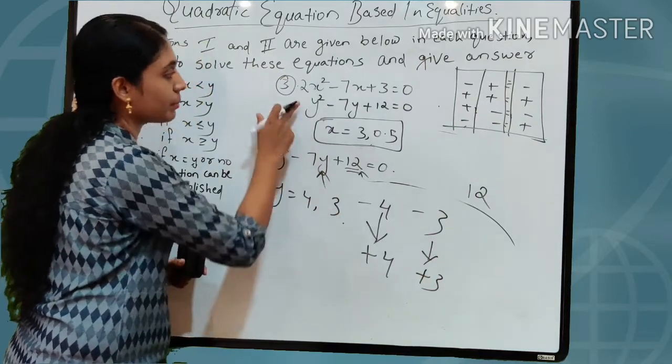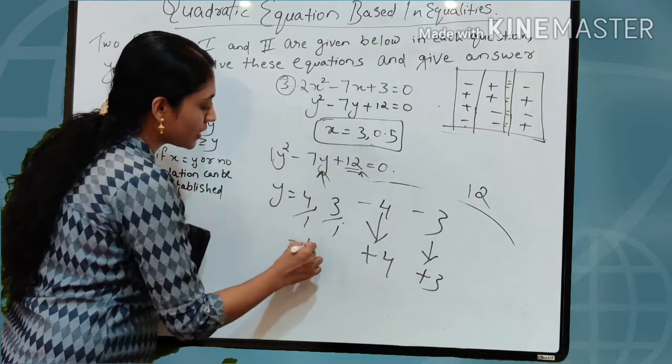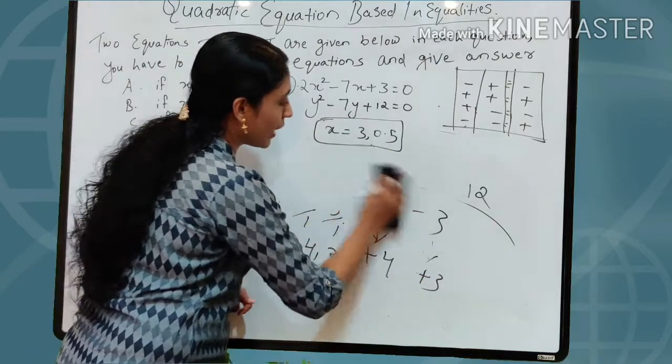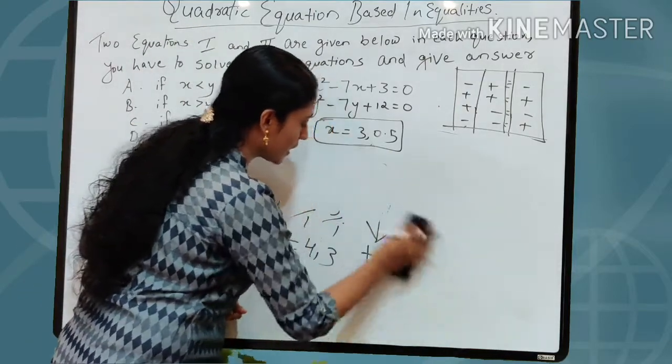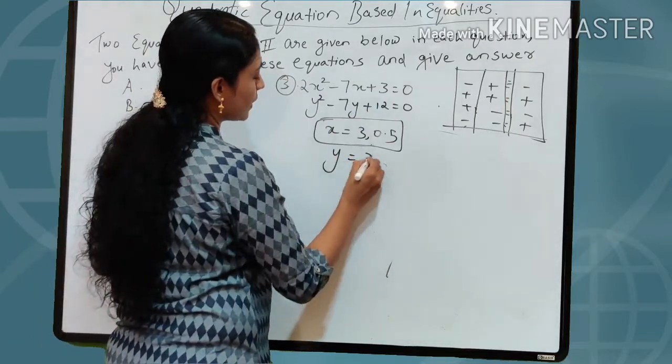Divide it with the y square term. But here the y square term is 1. So by 1, the numbers are themselves, that is 4 and 3. Got it? So we got the value for y as well. Right? So the numbers for y are 4 and 3. y is equal to 3 and 4.